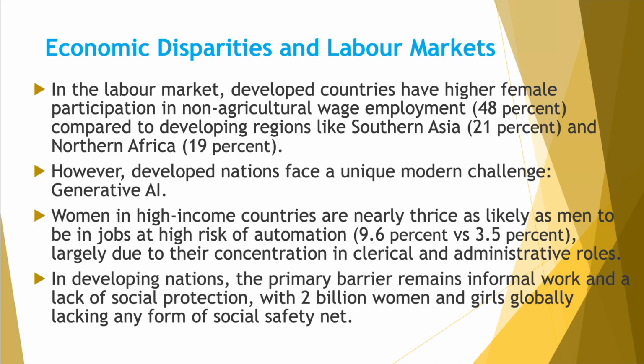However, developed nations face a unique modern challenge, which is generative AI. Women in high income countries are nearly thrice as likely as men to be in jobs at high risk of automation, 9.6% versus 3.4%, largely due to their concentration in clerical and administrative roles. And in developing nations, the primary barrier remains informal work and a lack of social protection, with 2 billion women and girls globally lacking any form of social safety net.